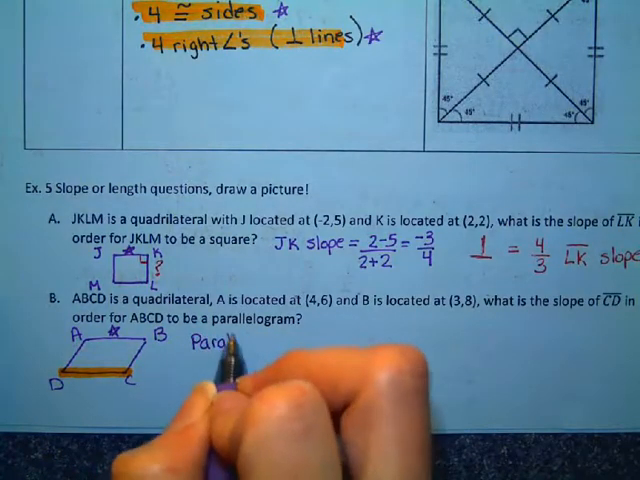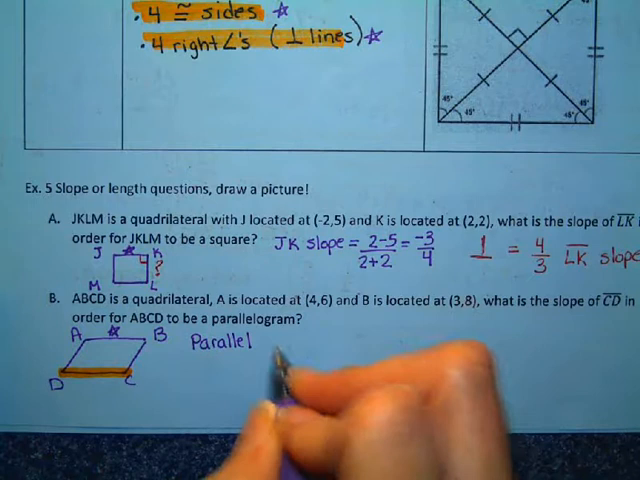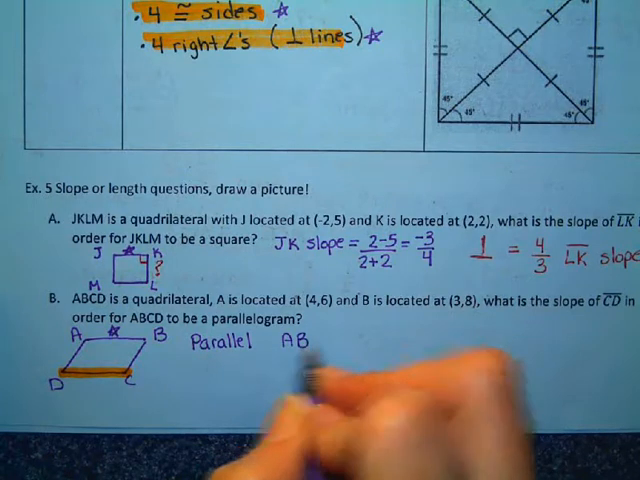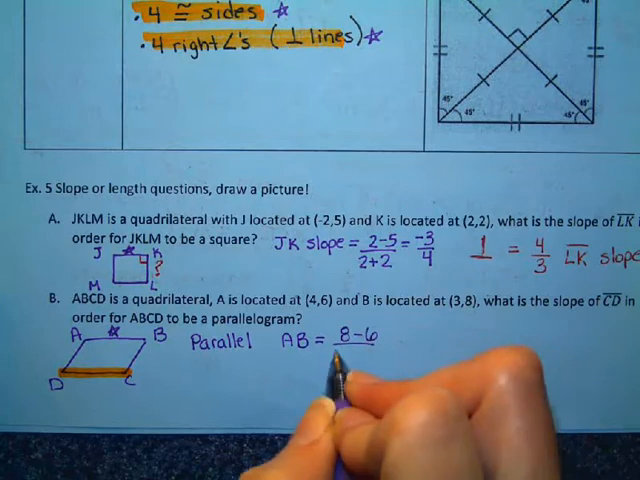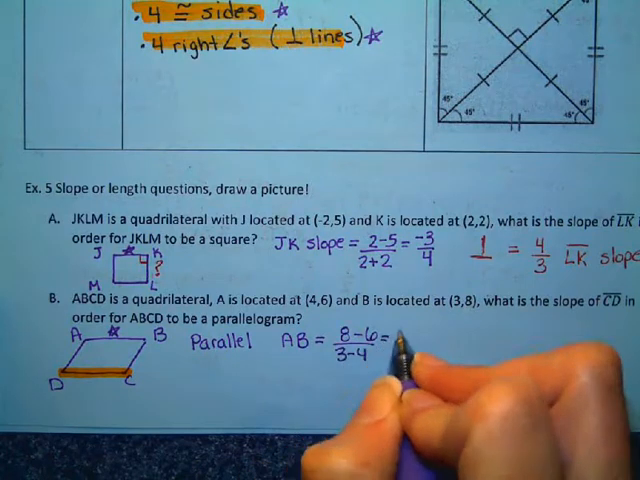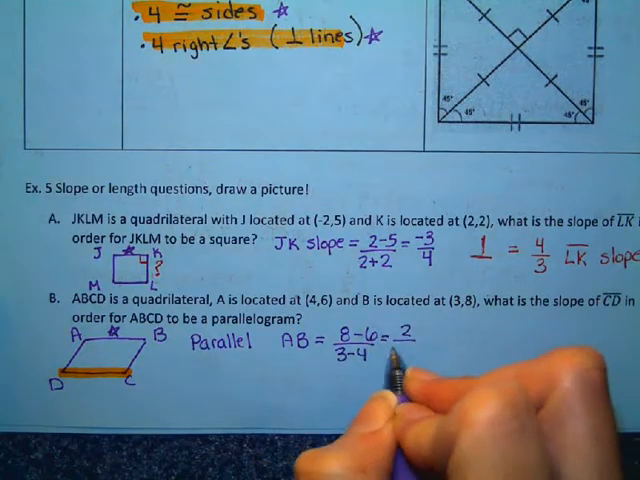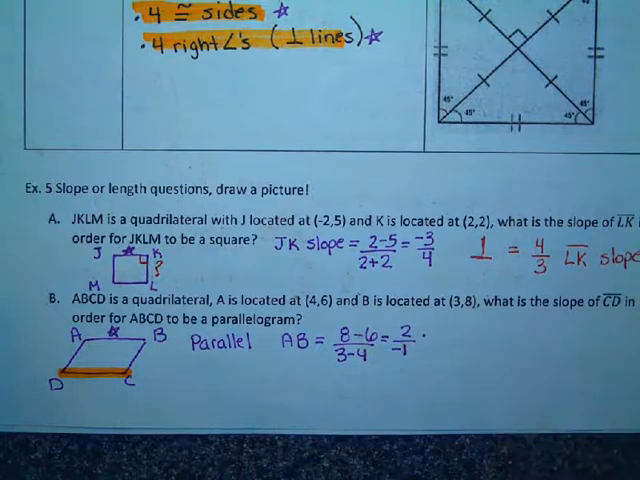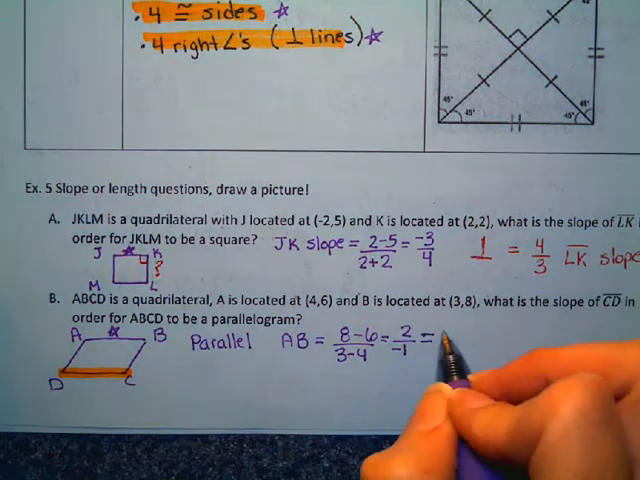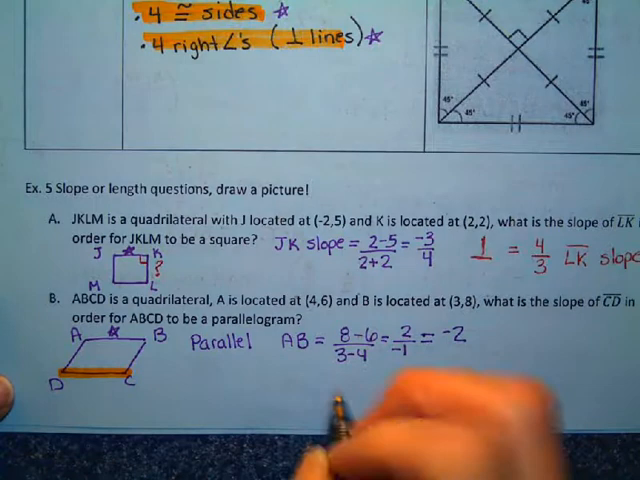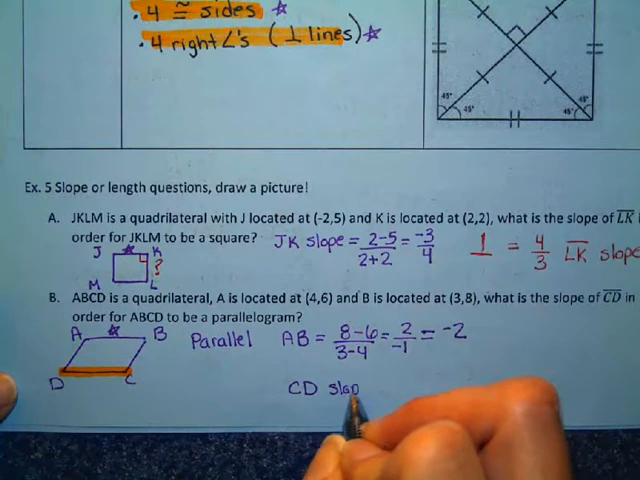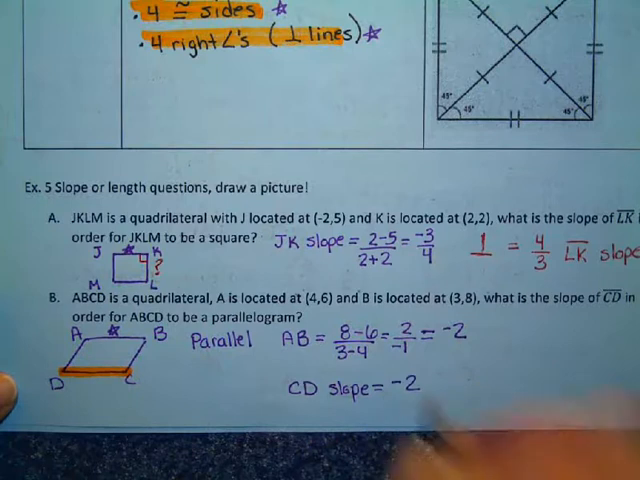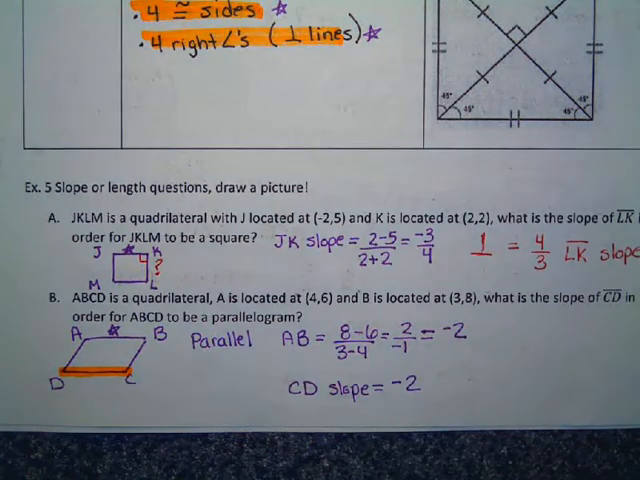So we'll find the slope of AB. Y is on top, 8 minus 6 over x is on bottom. 2 divided by negative 1, we'll say is negative 2. So the line CD is parallel to that, so I'll say CD's slope would equal negative 2. Because they have to be the same, because parallel means the same. Alright, look at the next one.